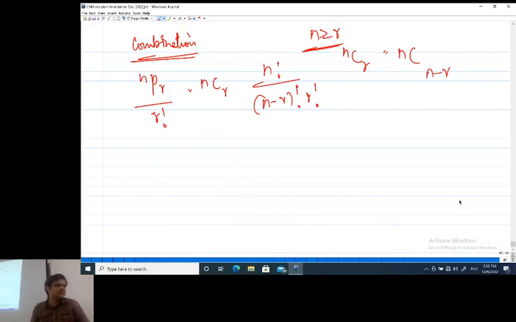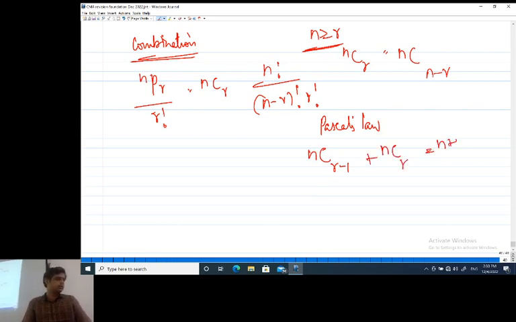Next, there is a special law that has been created called Pascal's law of combination. This law states nCr-1 plus nCr is equal to n+1Cr. Proof is not required for you, just remember the logic. nCr-1 plus nCr equal to n+1Cr.